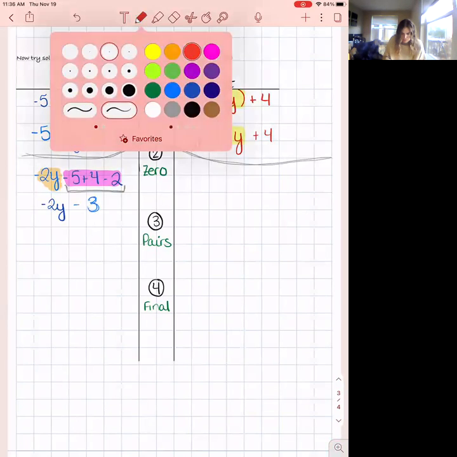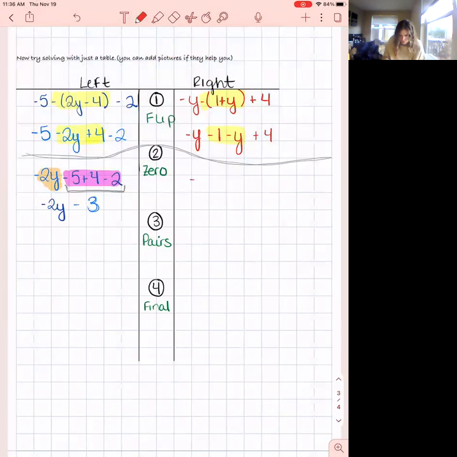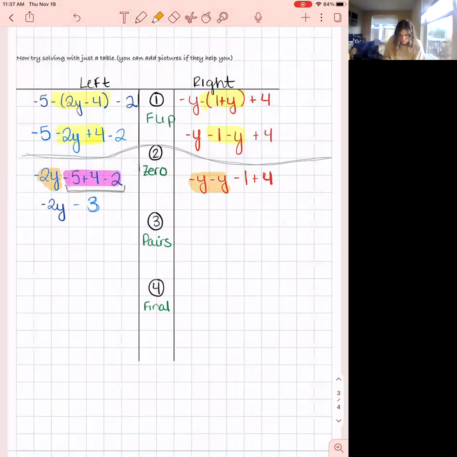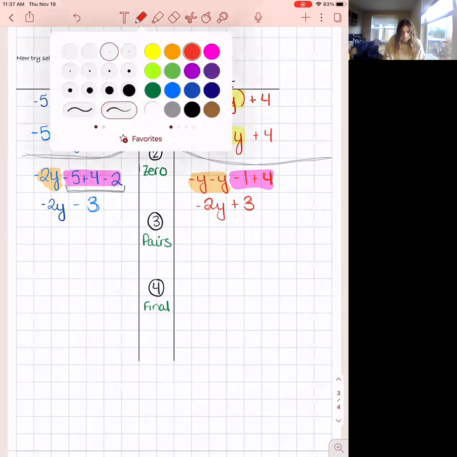Okay, do the same thing on the other side. Rewrite it with the y's first. So minus y, and then minus 1 plus 4. Highlight your like terms. So I've got y's to combine, and I've got unit tiles to combine. Negative y and another negative y makes negative 2y. And negative 1 plus 4 is plus 3. Okay, there's the end of step 2.